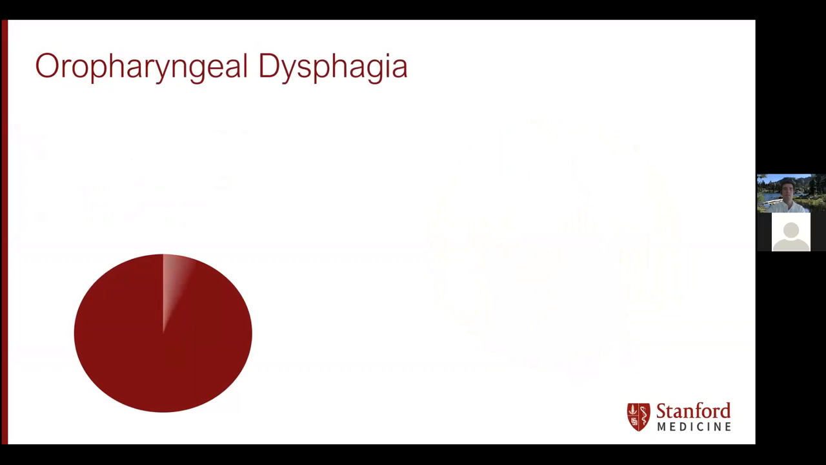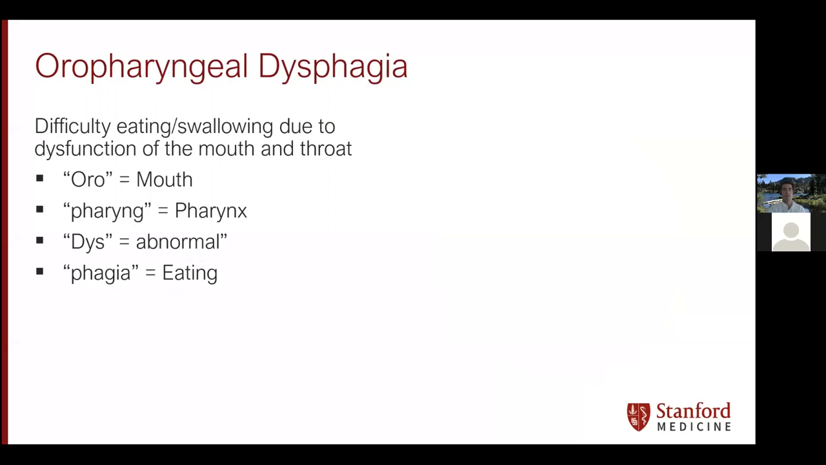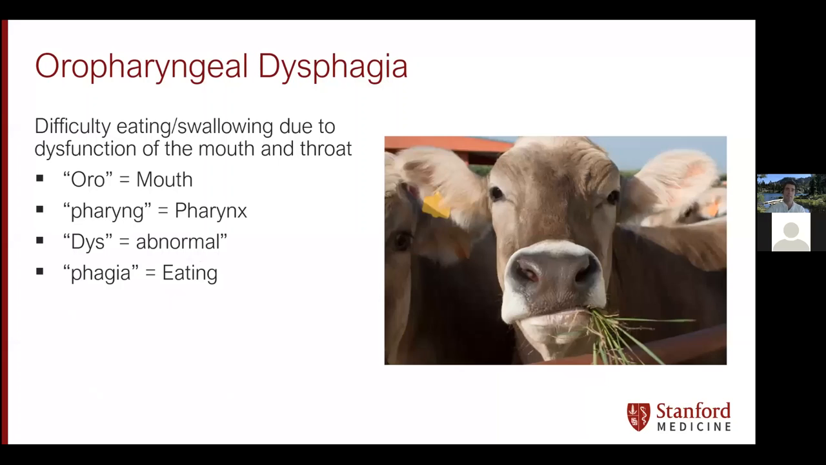And then this differs from dysphagia, which we already talked about, by the fact that you have difficulty eating and swallowing due to dysfunction of the mouth and throat. So aphasia versus dysphagia is a big difference. And so oropharyngeal dysphagia is difficulty eating or swallowing due to dysfunction of the mouth and throat. All right. So that actually was our last one.